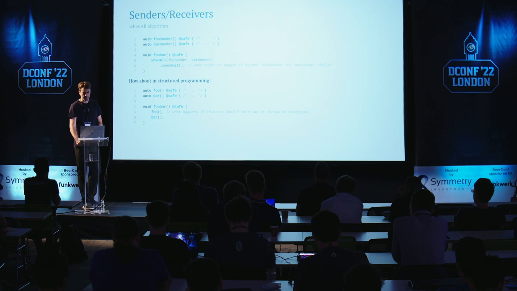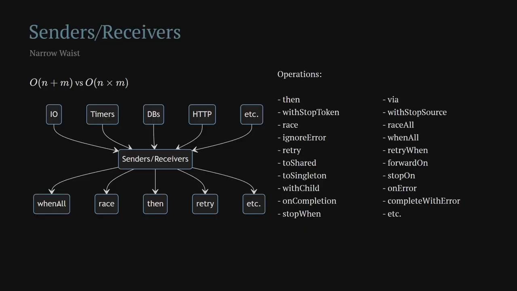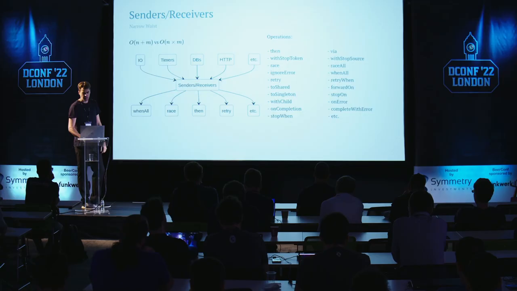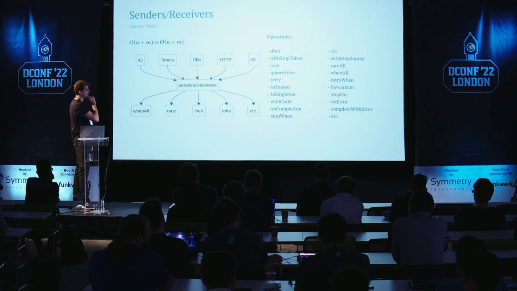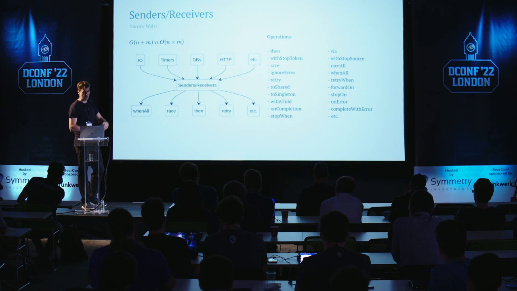Which brings me to the concept of a narrow waist, right? Instead of writing specialized code for each combination of asynchronous computation and asynchronous algorithm, we want to write the senders basically just once, and the algorithms just once. By standardizing on the senders receivers as a sort of a glue layer, we can just write the sender and the algorithm separately.